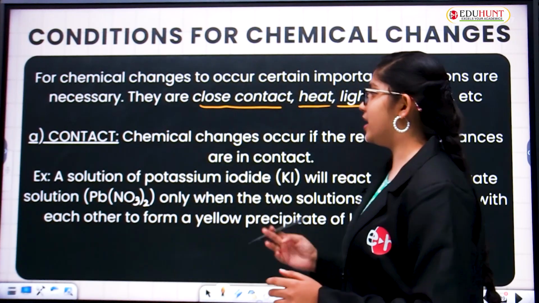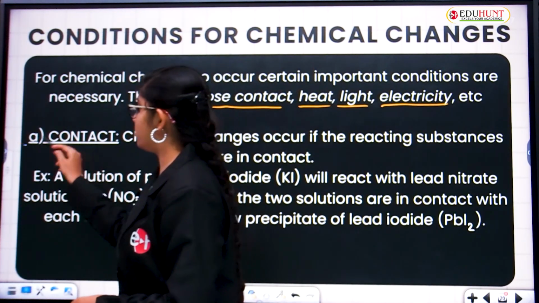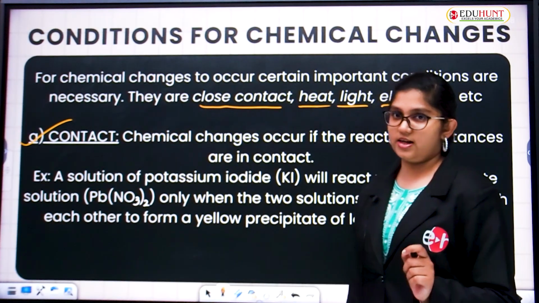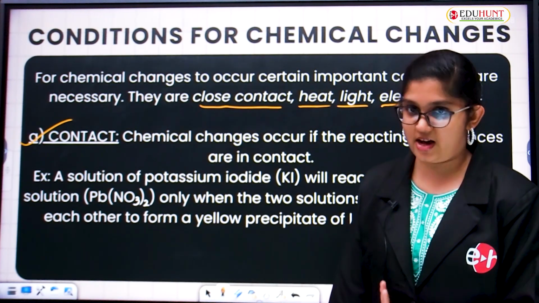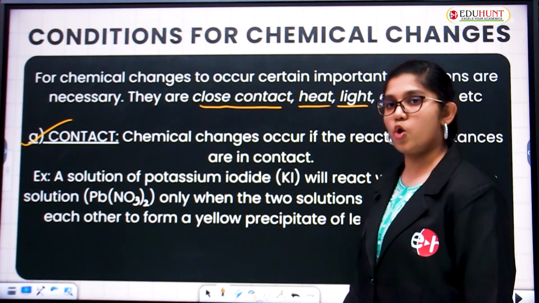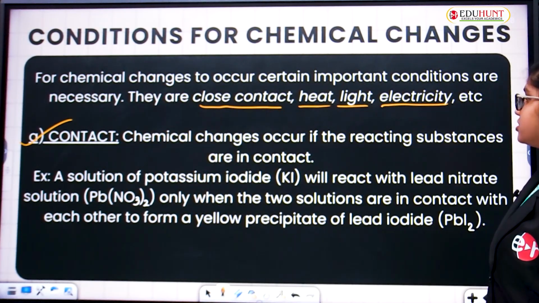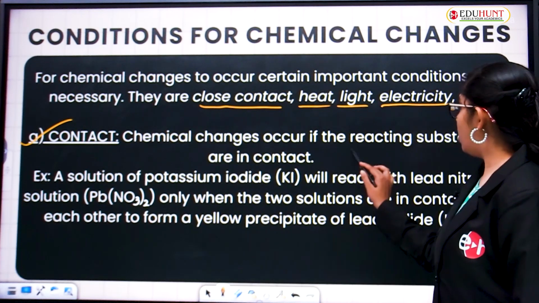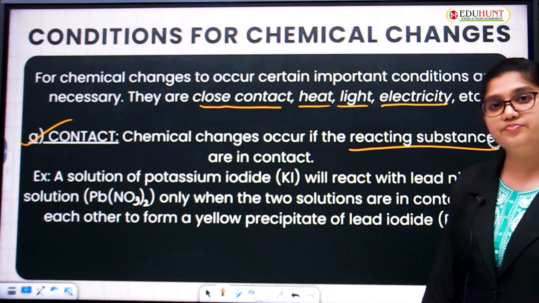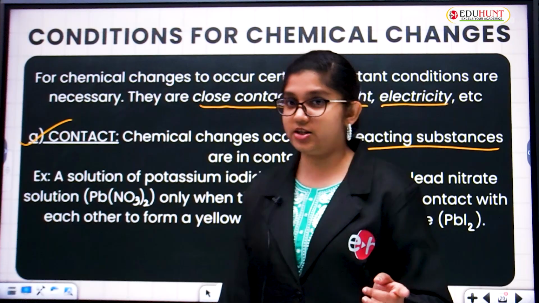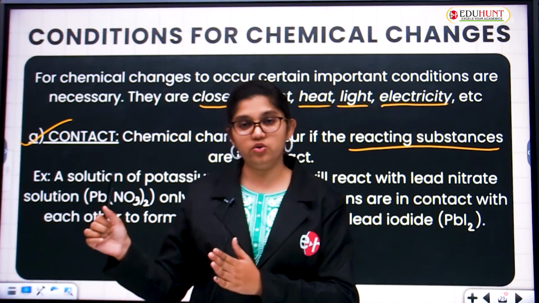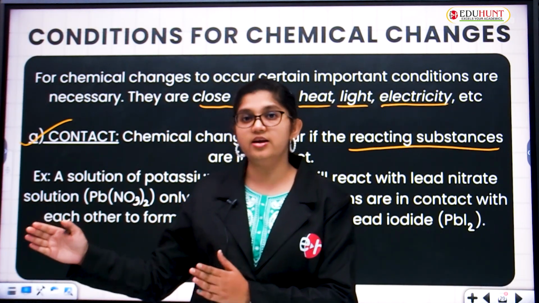So here we have the first one, that is contact. Close contact through the chemical reactions. Chemical changes occur if the reacting substances are in contact. What are called reacting substances, children? I told you the other day, what is that? On the LHS, the left hand side, we have the reactants.